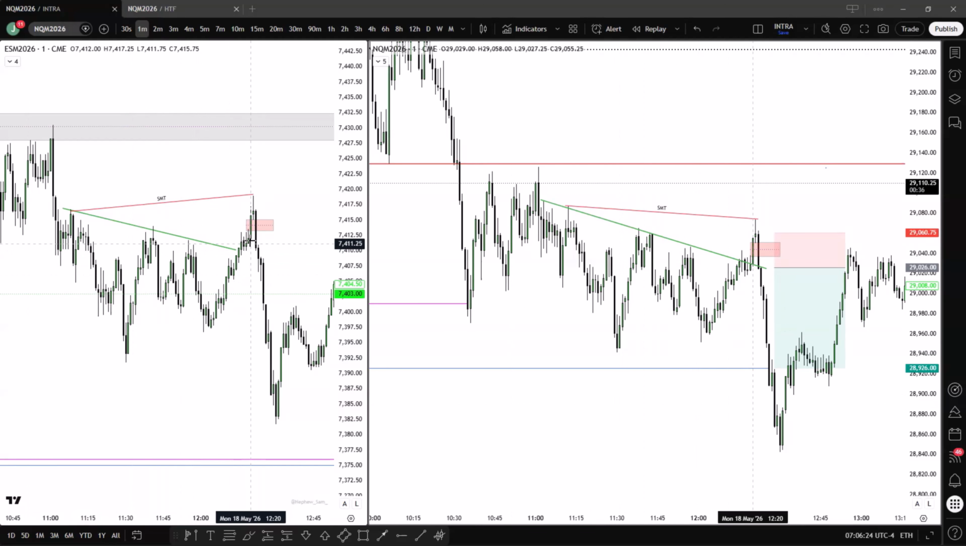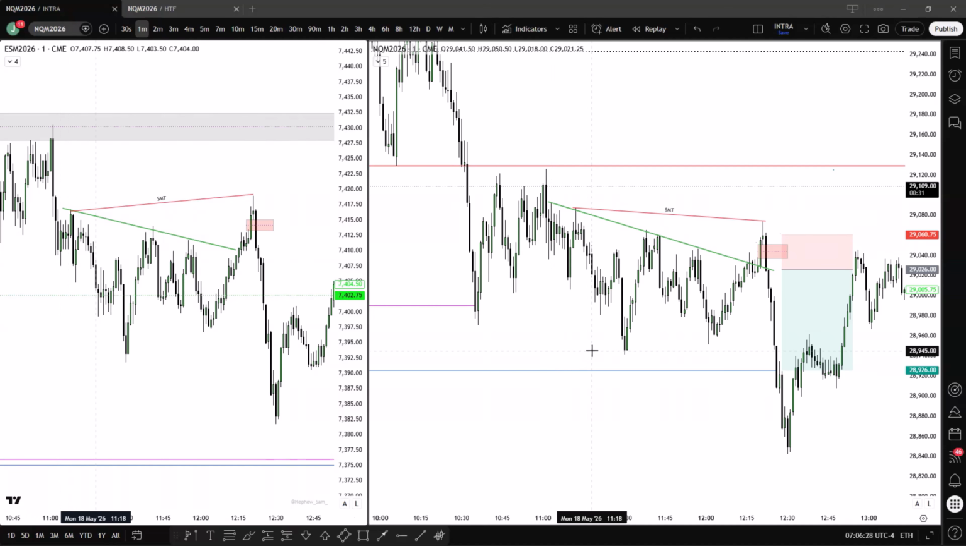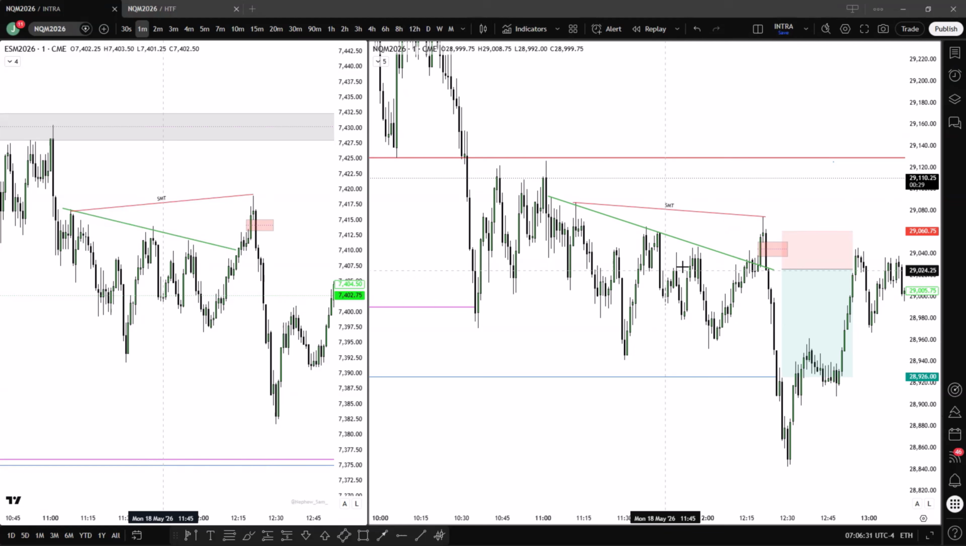Okay, and as you can see, you could have taken it on either one of the indices. Typically, me personally, I prefer to trade only on the NASDAQ. So I will trade all of my trades on the NASDAQ no matter what.